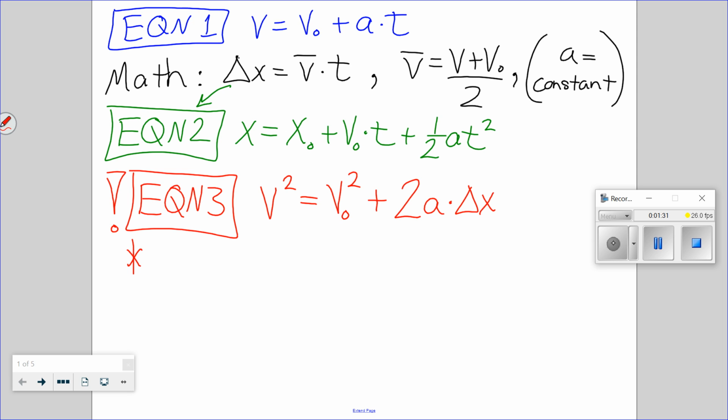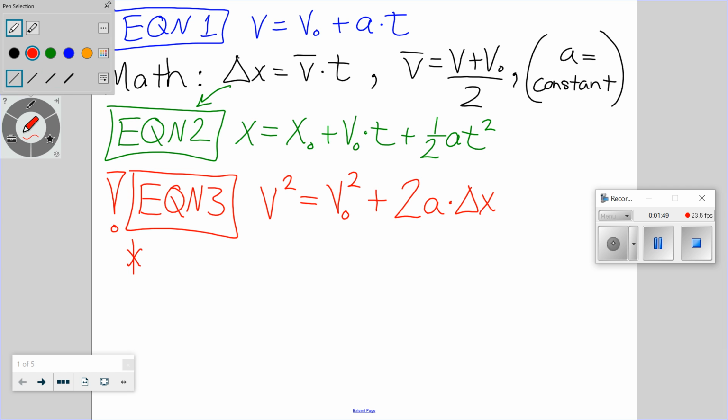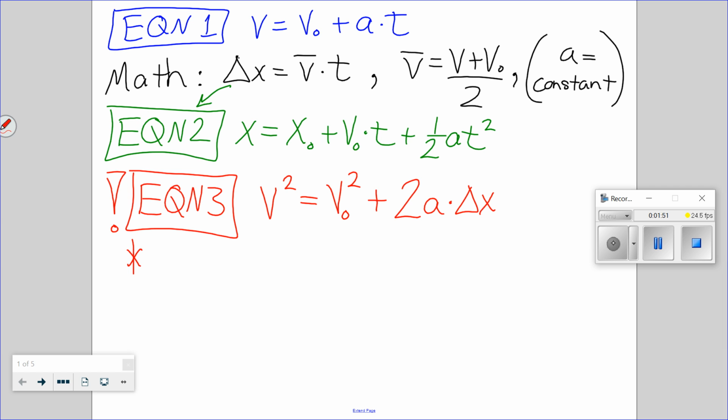But then we have this one. We have v squared and v0 squared. Where on earth did I get that? And what good is that? Do you want to run screaming out of the room? Yes? Okay. Hopefully I can help. That's normal.